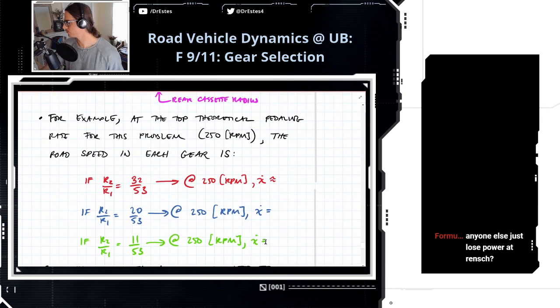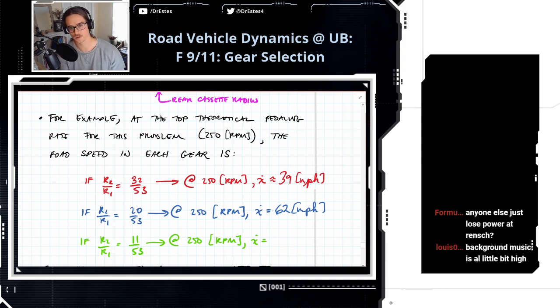Very different. Let me pull up these numbers. For example, if you got up to 250 RPM in this gear, you'd be going approximately 39 miles per hour, which is actually already really fast on a bike. But for this other gear, for that same pedaling rate, you're actually going much, much faster.